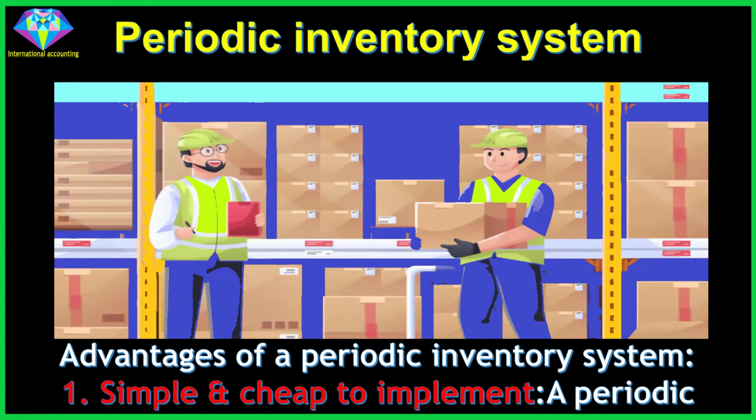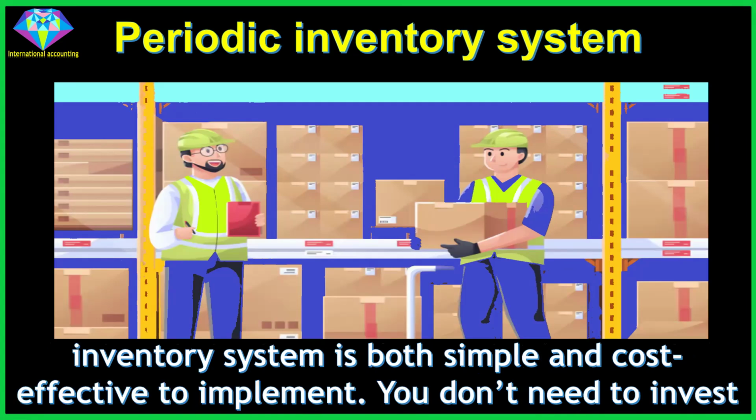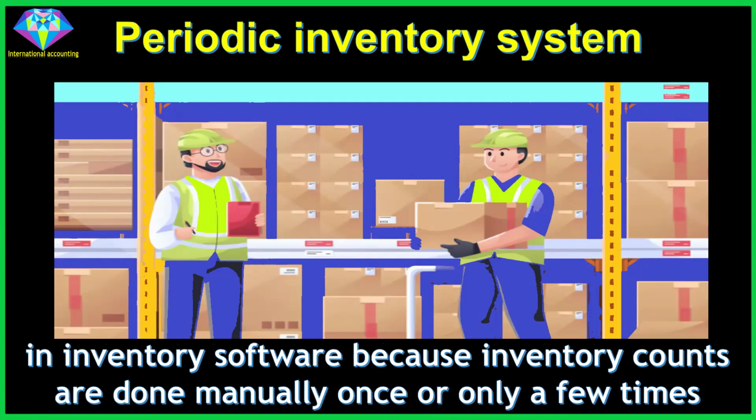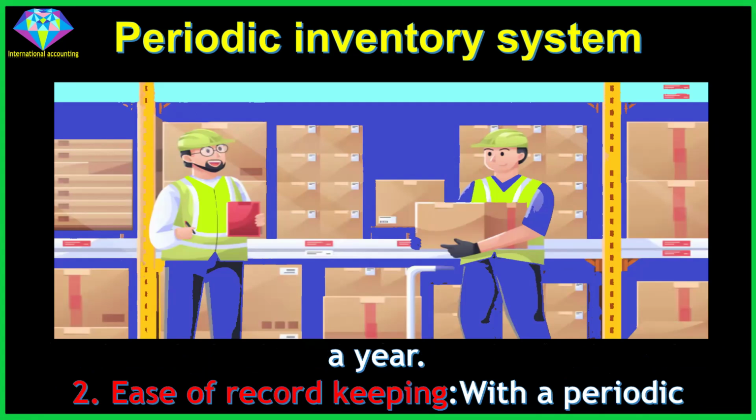Advantages of a periodic inventory system. 1. Simple and cheap to implement. A periodic inventory system is both simple and cost-effective to implement. You don't need to invest in inventory software because inventory counts are done manually once or only a few times a year.